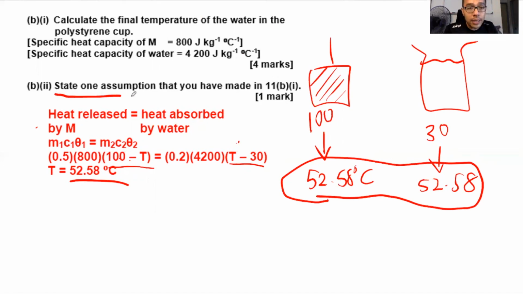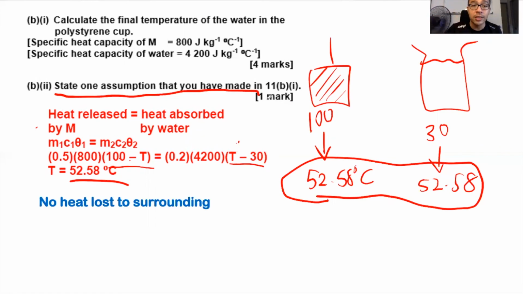State one assumption that you have made. I mentioned this in the previous class. Whenever we talk about heat questions, one very important assumption is that there is no heat loss to the surrounding. Definitely no heat loss to the surrounding.